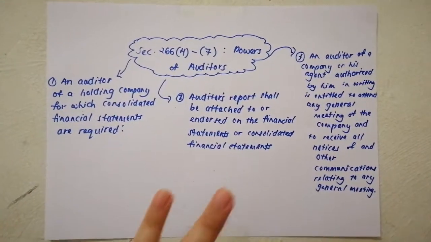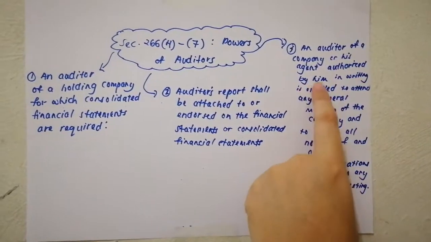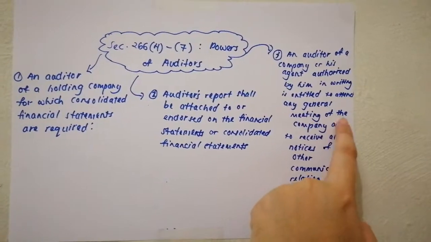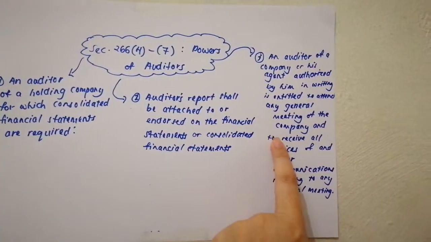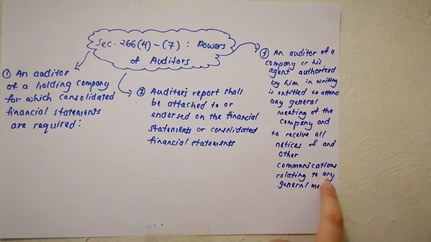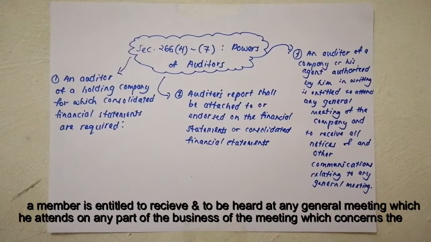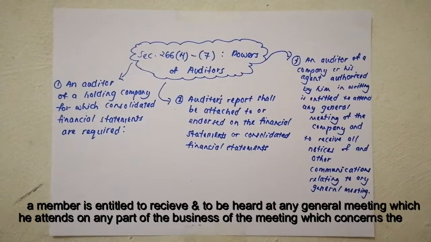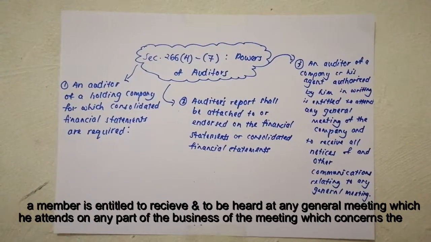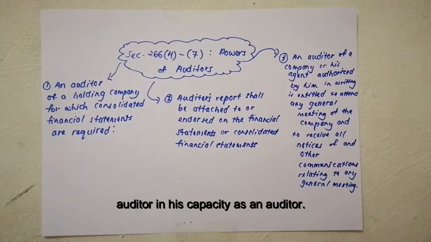Last but not least, the third main point is that an auditor of a company or its agent authorized by him in writing is entitled to attend any general meeting of the company and to receive all the notices of and other communications relating to any general meeting which a member is entitled to receive, and to be heard at any general meeting which he attends on any part of the business of the meeting which concerns the auditor in his capacity as an auditor.